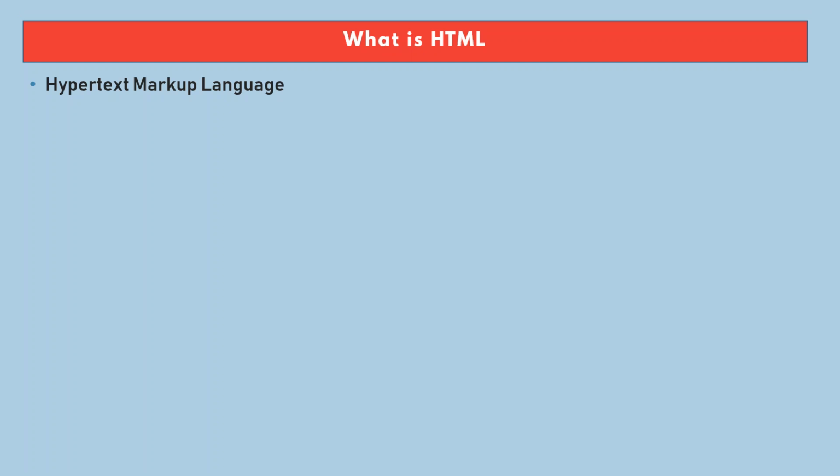And also we can see something like hypertext. What is the meaning of hypertext? Hypertext is a text that is used to reference other text. The interconnected text is nothing but hypertext.